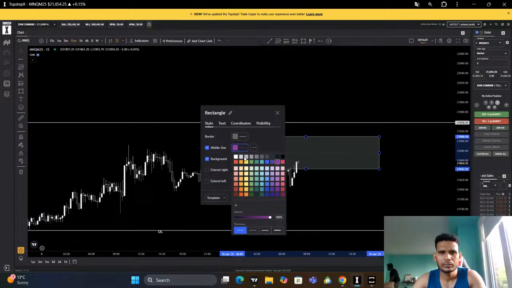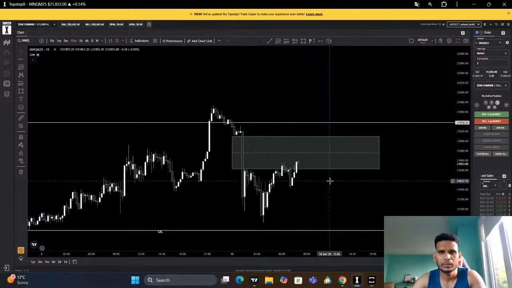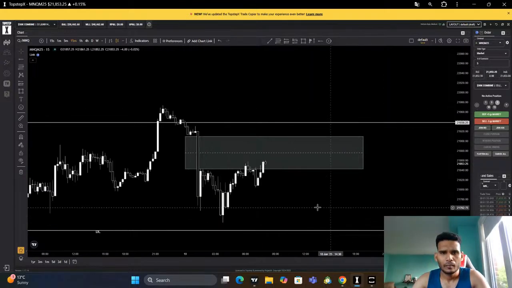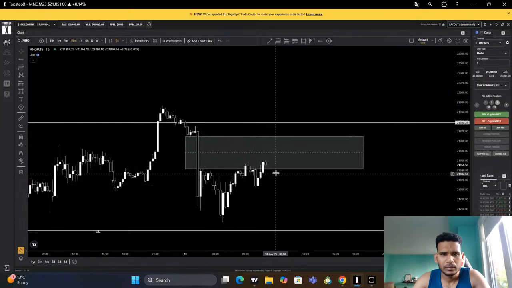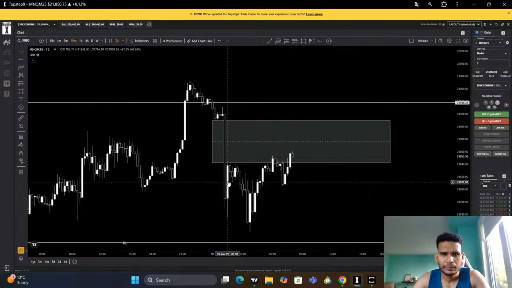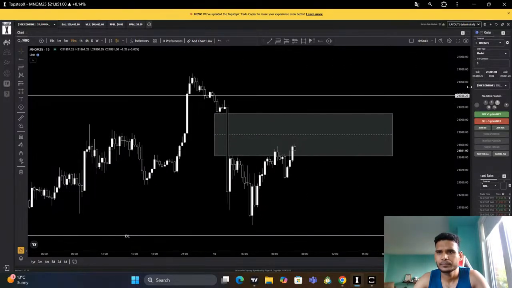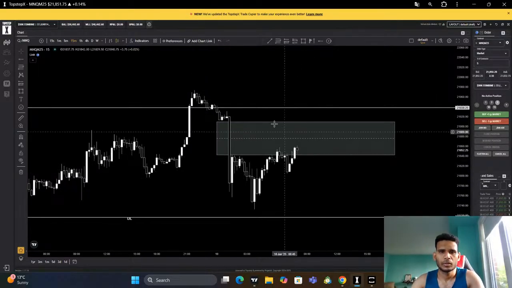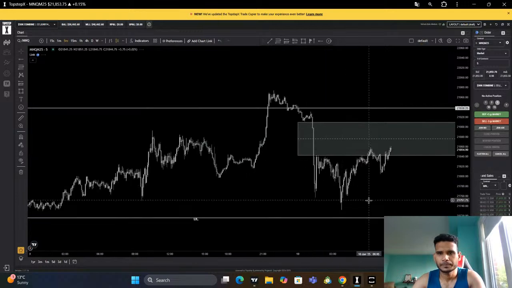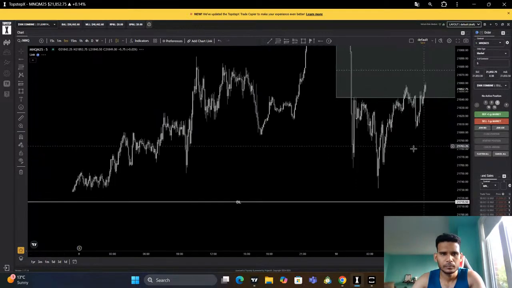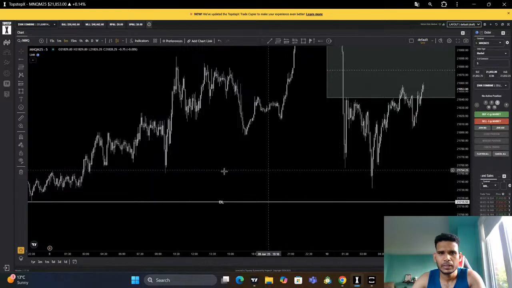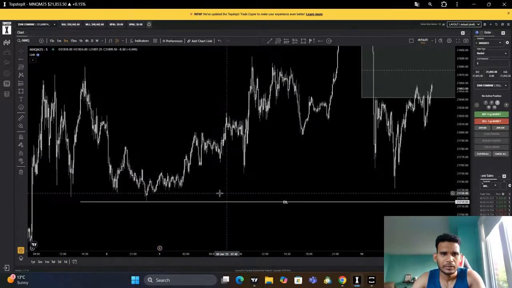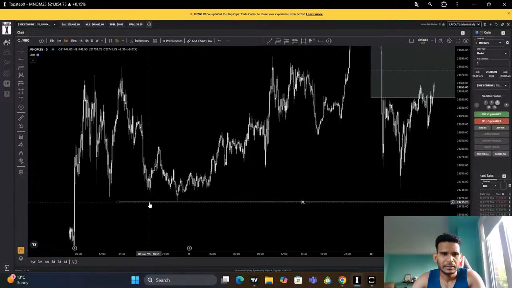I don't like this color. Just red and white, yeah, that's fine. Boom, boom, boom. That is, I guess, an inefficiency. It can highlight in high. Okay, some sort of low. This one and this one getting swept. Still a bunch of liquidity.